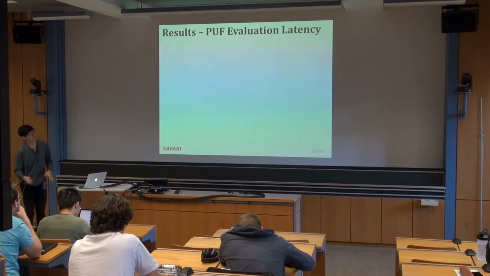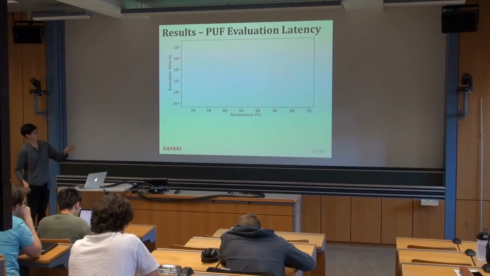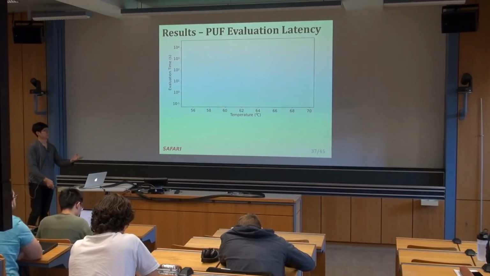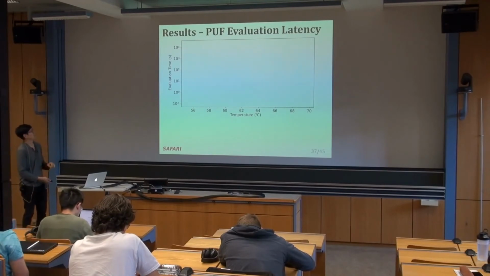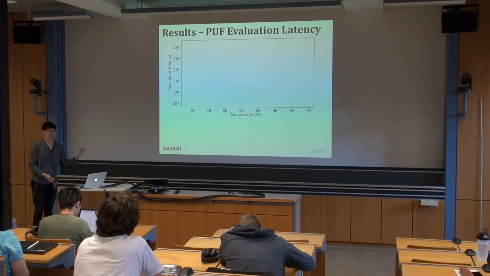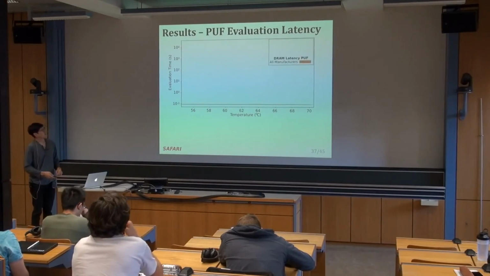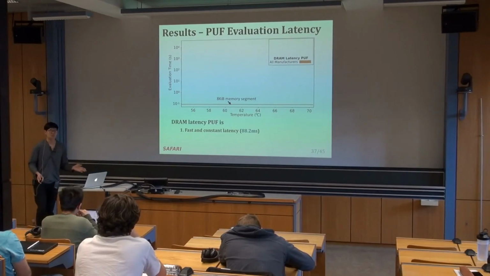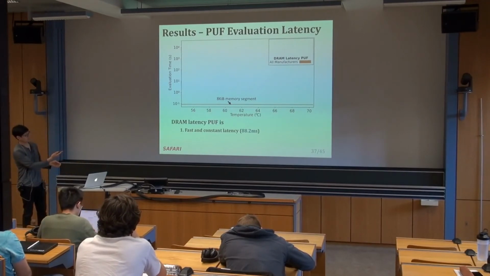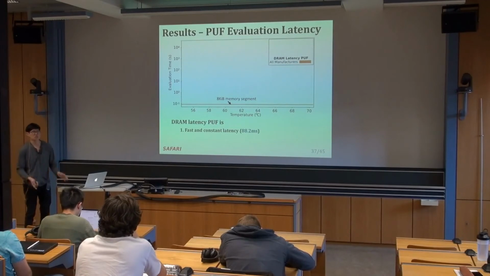And so now I'll go into our results for the PUF evaluation of latency. Here on this graph, we have the temperature sweeping on the x-axis between our temperature range of 55 to 70 C. And on the y-axis, we have the evaluation time, and this is a log scale. We first plot the DRAM latency PUF evaluation time, which is independent of the temperature. Here it's plotted as 88.2 milliseconds, which is the average evaluation time for our DRAM latency PUF, and this is using an 8 KB memory segment.